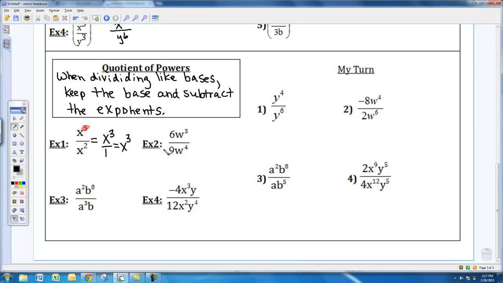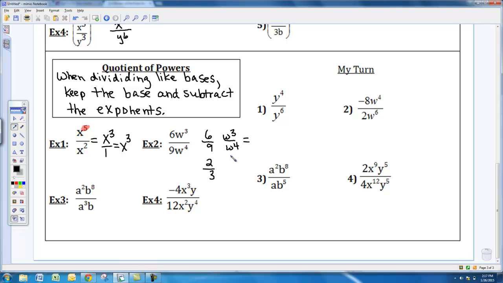Okay, example 2. First of all, we're going to divide our coefficients by simplifying this fraction. We can think of this as split up into two fractions, 6 over 9 and w cubed over w to the 4th. And we're going to deal with each one separately. Well, if we divide 6 and 9 both by 3, this fraction reduces to 2/3.